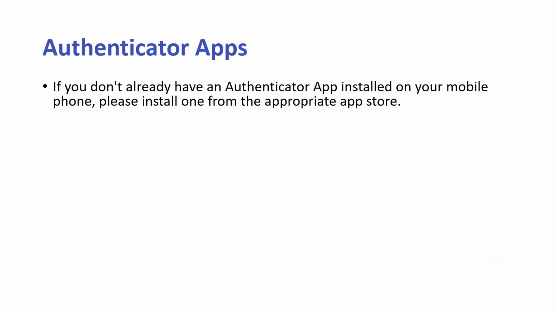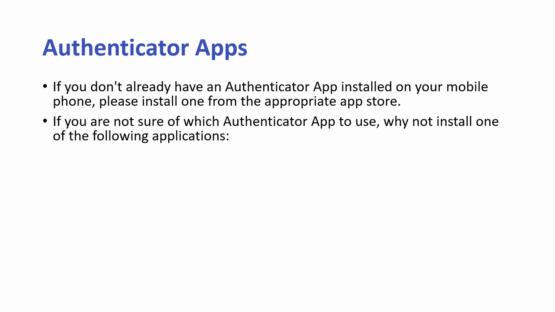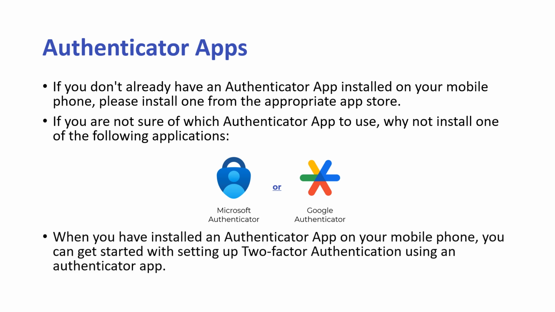If you don't already have an Authenticator app installed on your mobile phone, please install one from the appropriate app store. If you're not sure of which Authenticator app to use, why not try either Microsoft Authenticator or Google Authenticator? When you have installed an Authenticator app on your mobile phone, you will be able to get started with two-factor authentication setup using an Authenticator app.